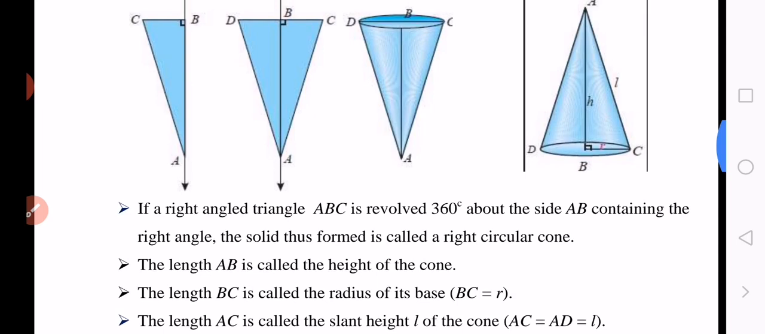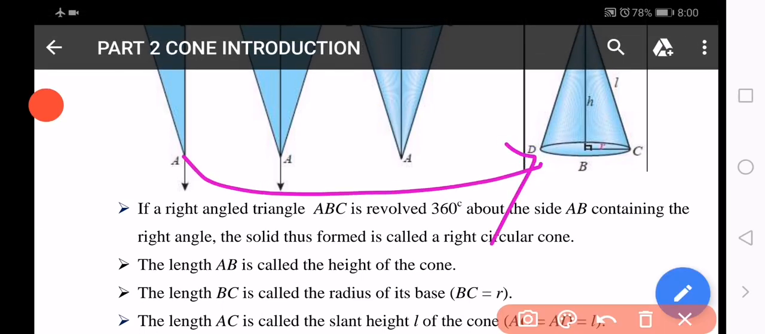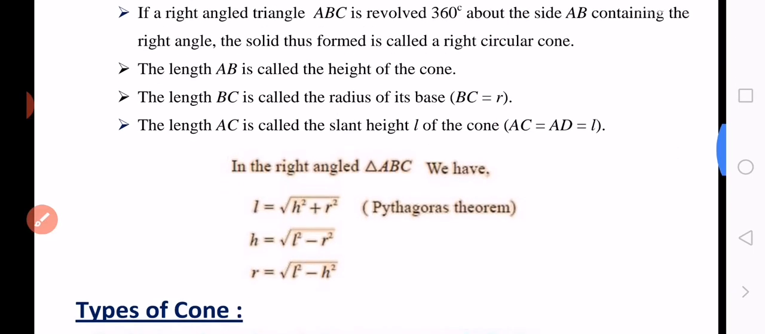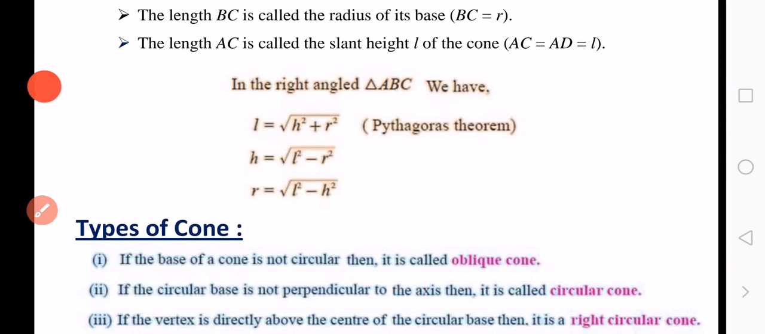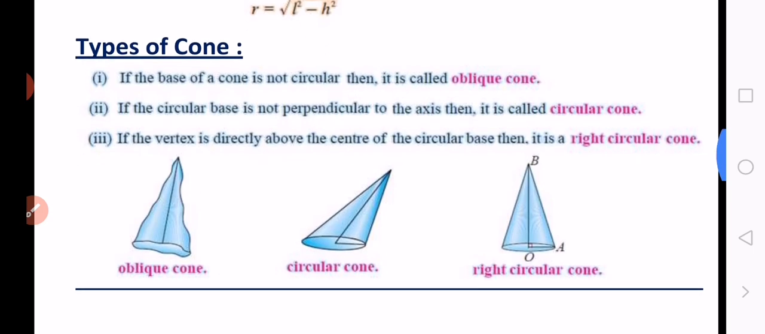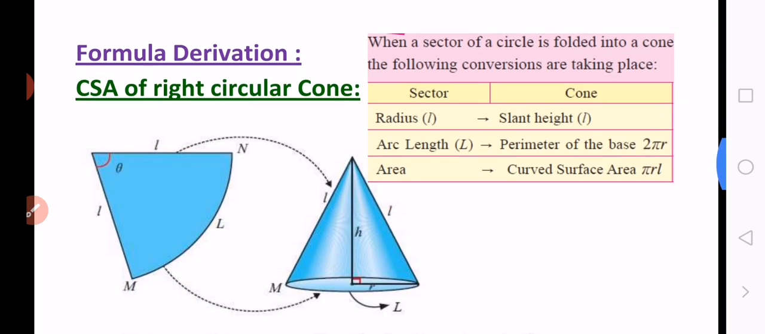And in this, examples of right angle triangle, how it converts to right circular cone, and also to find the L, H, R if any two measurements are given, and also the types of cone. There are three types: oblique, circular, and right circular cone, and derivation of the curved surface area and total surface area of the right circular cone.